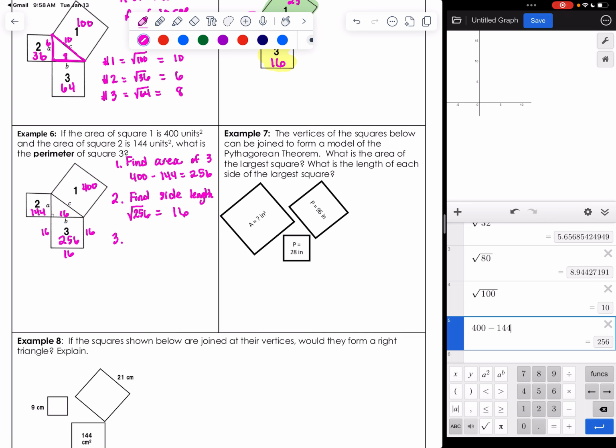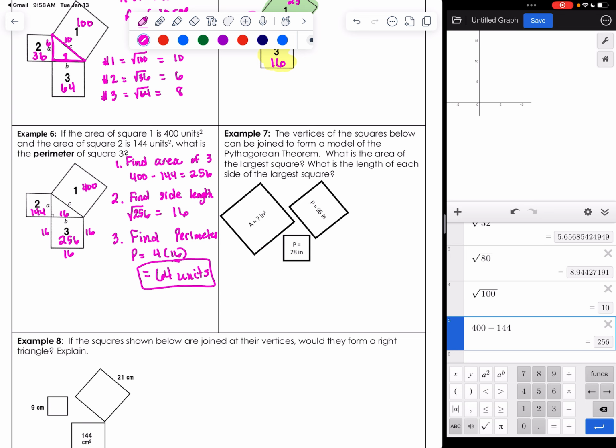And finally, step 3, we can answer the question, what is the perimeter of square 3? So find perimeter. Now, to find the perimeter of any shape, we can simply add up all 4 sides, or we can just multiply by 4. So 4 times 16, and that would be 64 units. So there's our perimeter. So that problem took a few extra steps to solve compared to our other problems.